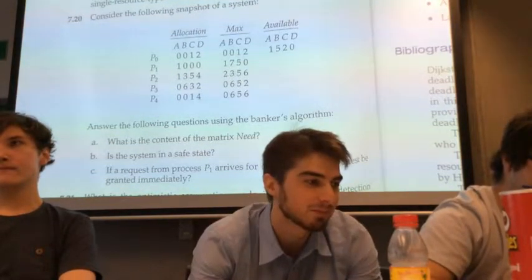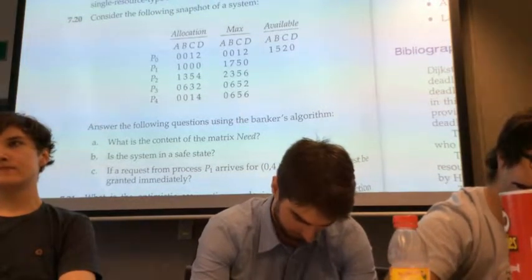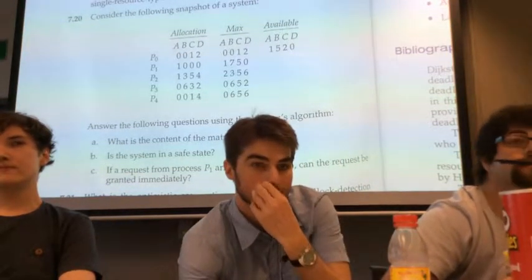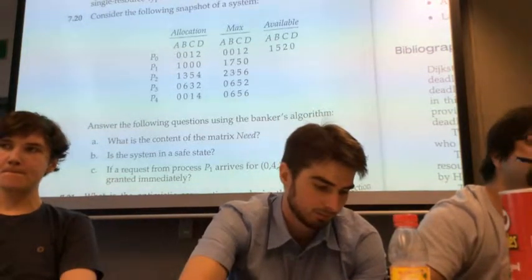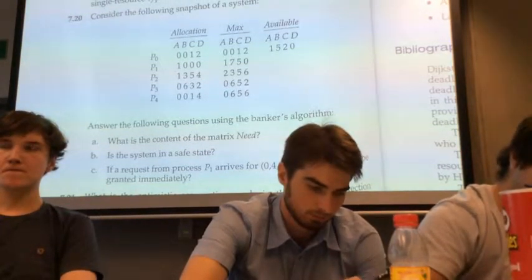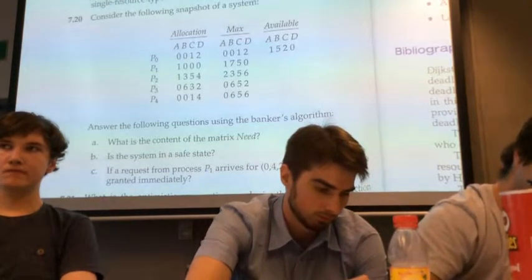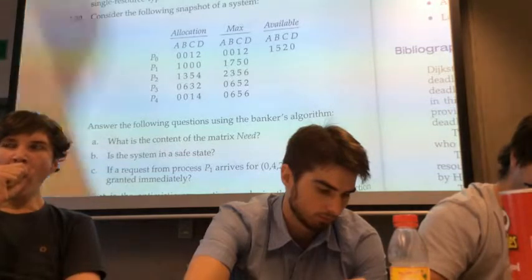Okay, the first part says, what does the contents of the matrix need? How do we evaluate the need matrix? Get the max matrix minus the allocation matrix. That's right. Max minus allocation. And we can do that, might as well. Write down this matrix.